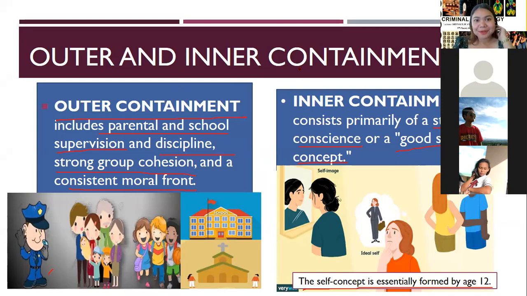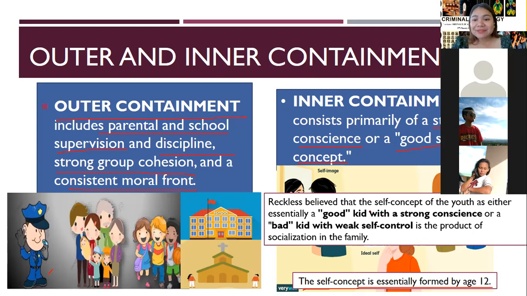Those are aspects of self-concept. So, Reckless believed that the self-concept of a youth, as either essentially a good kid with a strong conscience or a bad kid with weak self-control, is a product of socialization in the family. What is the reason? Ronald Akers said that some children grew up well and developed their conscience, while other children got involved in criminality or became bad kids with weak self-control. According to Reckless, it is because of their socialization in their family.